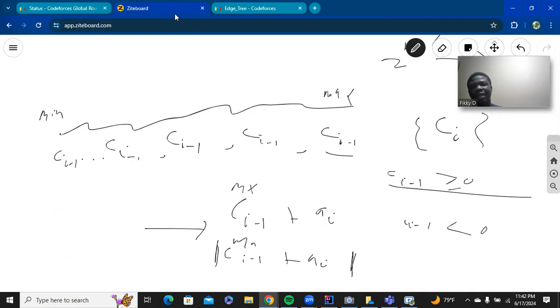Obviously, it's redundant to apply the absolute value because you can just use the minimum. Give me a second.